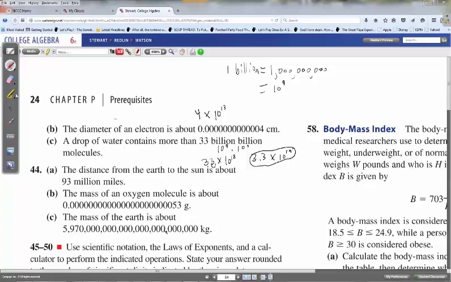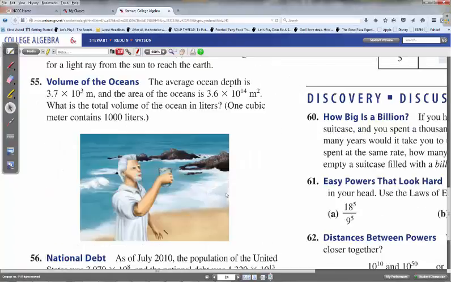Let's go down to a word problem. This is exercise 55. It says the average ocean depth is 3.7 times 10 to the 3rd meters. The area of the oceans is 3.6 times 10 to the 14th. That stands for square meters if you're not familiar with it. What is the total volume of the ocean in liters? 1 cubic meter contains 1,000 liters.